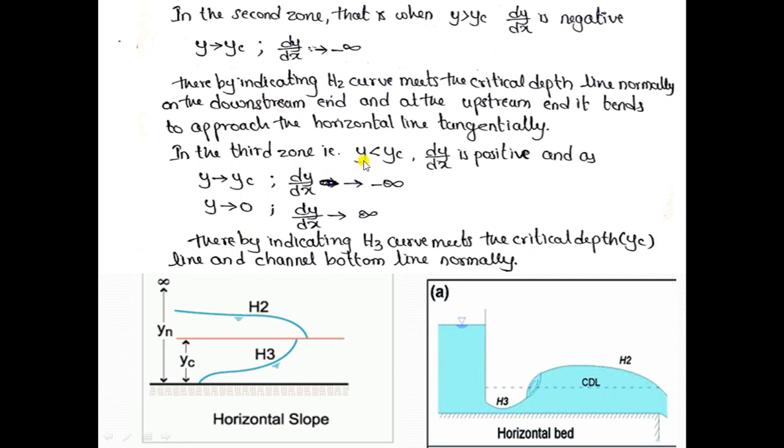In third zone, since the depth of flow is less than the critical depth, dy by dx is positive, and as y tends to yc on the upstream side, dy by dx tends to minus infinity, and y tends to 0 on the downstream side, dy by dx tends to infinity, thereby indicating that H3 curve meets the critical depth line and the channel bottom normally. So, these are the practical cases of horizontal sloped channels.